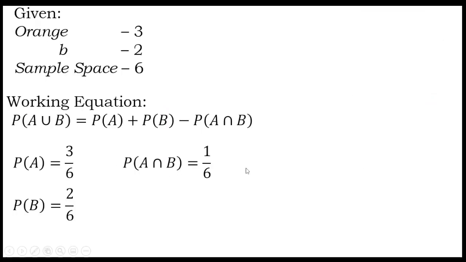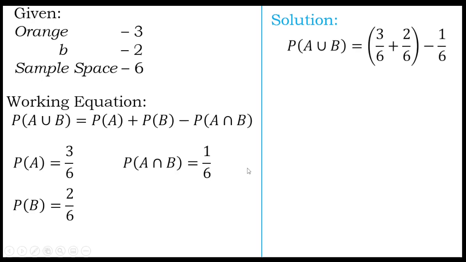Now, next, solving it, substituting every formula, we will now have 3 over 6 plus 2 over 6, quantity, minus 1 over 6. Now, 3 plus 2, that is 5, minus 1, that is 4. Therefore, the probability of the union of A and B is equal to 4 over 6.